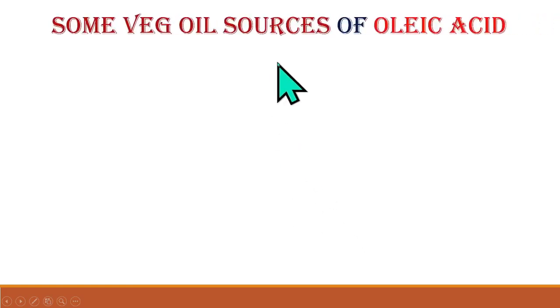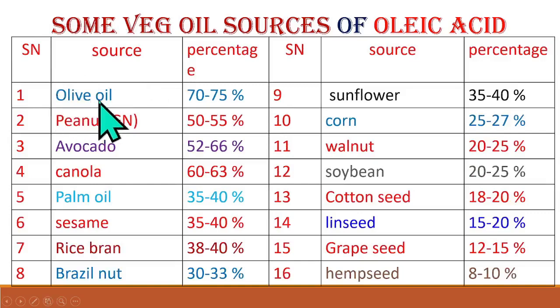Some vegetable sources of oleic acid. Okay, some oils I have given, some important oils where this oleic acid is present in a higher percentage. Olive oil contains 70% to 75%, and peanut groundnut oil 50% to 55%, and avocado 52% to 66% of the oleic acid. Next, canola oil 60% to 63%, and palm oil 35 to 40%, and sesame oil 35 to 40%. Then rice bran is also rich in oleic acid. It contains 38 to 40%. And Brazil nut oil also contains 30% to 33%. Then sunflower oil, 35 to 40%.